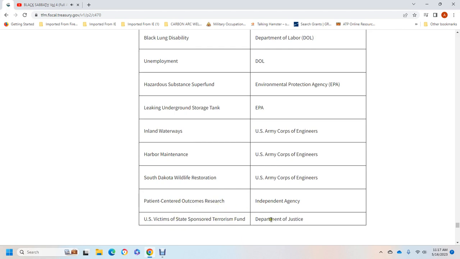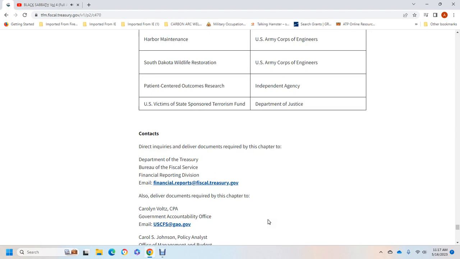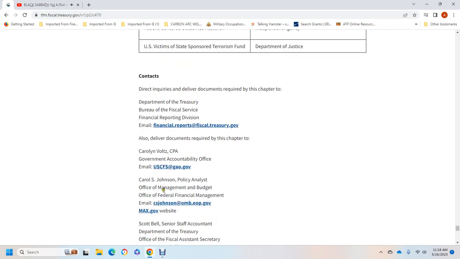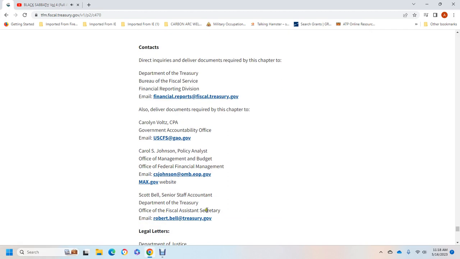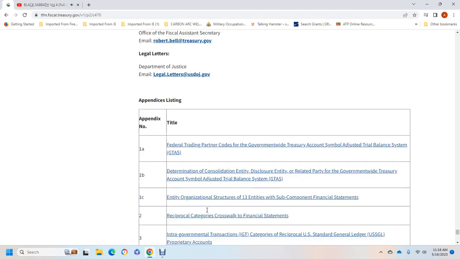and the Victims of State Sponsored Terrorism Fund, Department of Justice. It then shows the contacts with the Department of the Treasury, Bureau of the Fiscal Service, Financial Reporting Division, also the Government Accountability Office, Office of Management and Budget, Federal Financial Management, Department of the Treasury, Office of Federal Financial Management, and the Department and appendix listing.